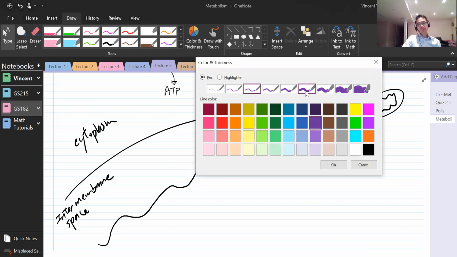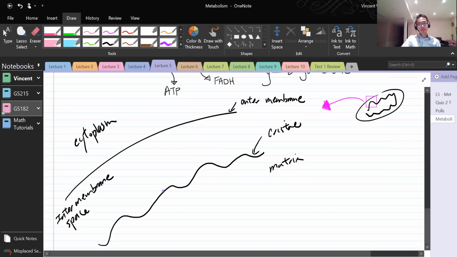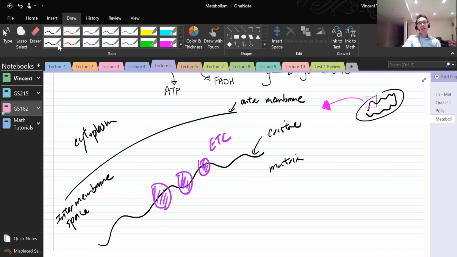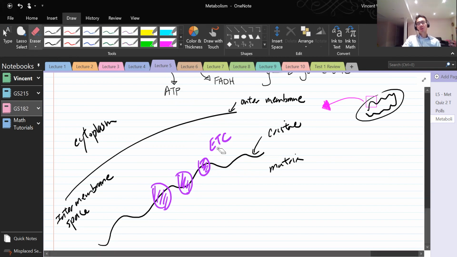Now, embedded in the cristae, we're going to have a bunch of membrane proteins. These membrane proteins form our electron transport chain. What is the ETC anyways? What does it do? As the name implies, the electron transport chain transports electrons. You put an electron on it, then it will pass on to the next one and then to the next one.